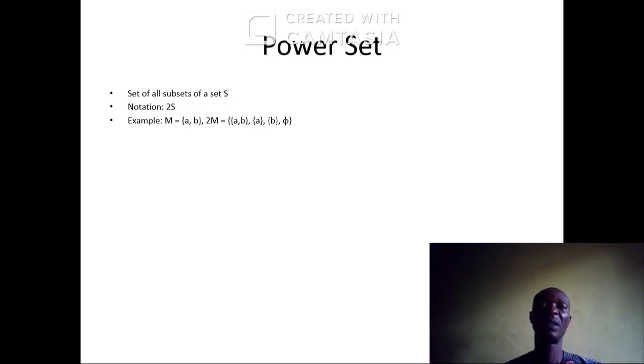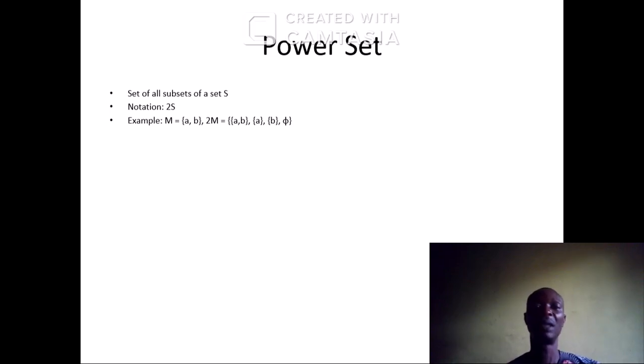Okay, we talked about power sets. The set of all subsets of a set. Our notation is 2 raised to power S, not 2S. Why S? The number of elements. Look at this example. I have set M, which contains how many elements? 2 elements, A and B. So my power set will be 2 raised to power M, where M is the number of elements in that set. So that will be 2 raised to power 2. So the power set will have 4 elements.